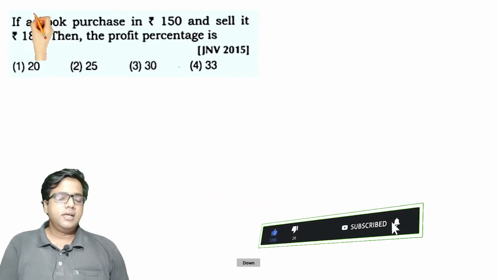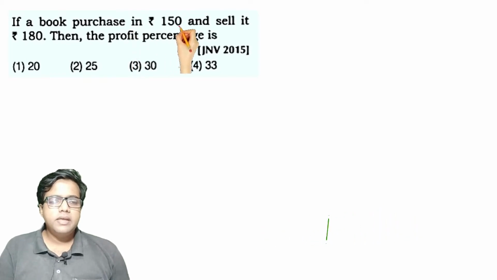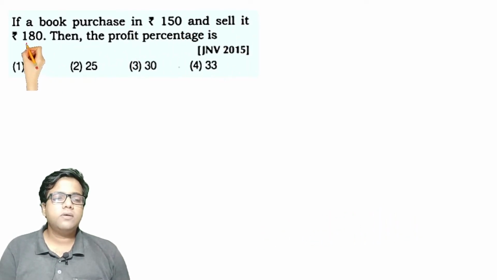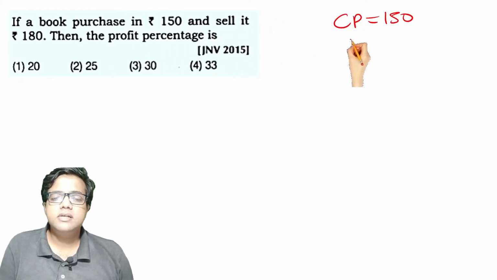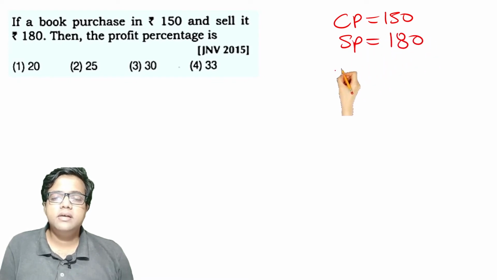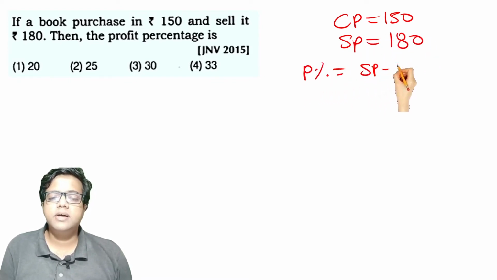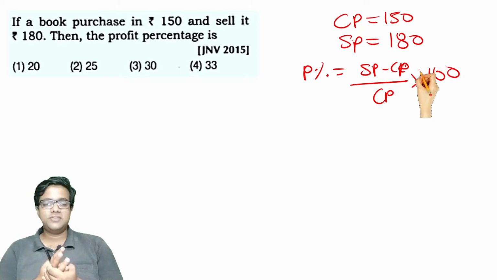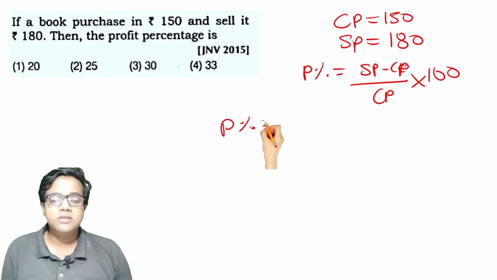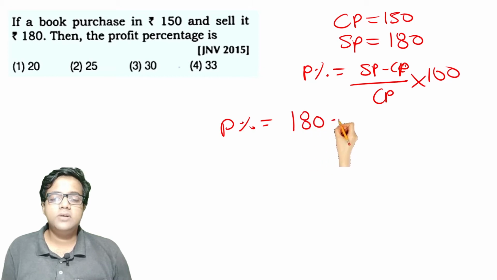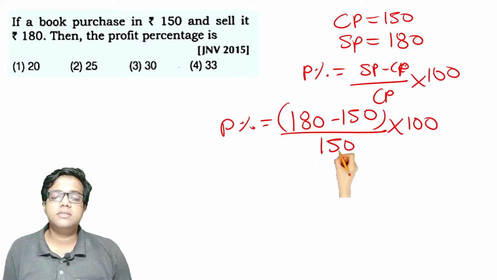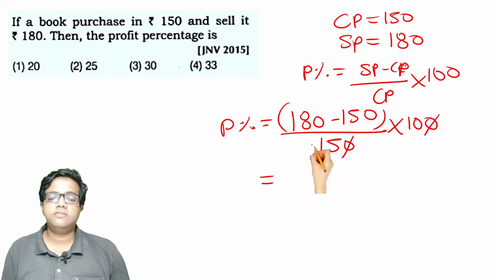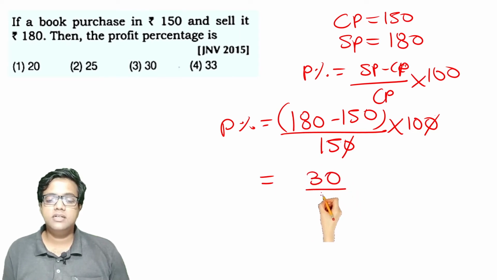Let's move ahead. If a book is purchased for 150 rupees and sold for 180 rupees, then the profit percentage is, again, cost price is equal to 150, selling price is equal to 180. You know the profit percentage formula: selling price minus cost price by cost price into 100. I've written this thing hundreds of times. So the profit percentage is equal to selling price 180 minus cost price 150, by cost price 150, into 100. So let's do the math. The 0 cancels away. So you're left with 180 minus 150, which is 30. 30 by 15.